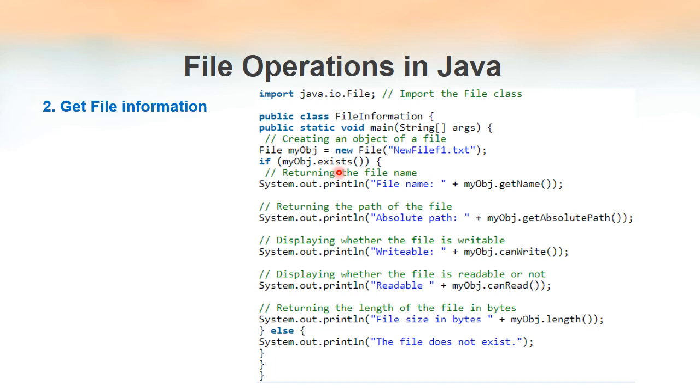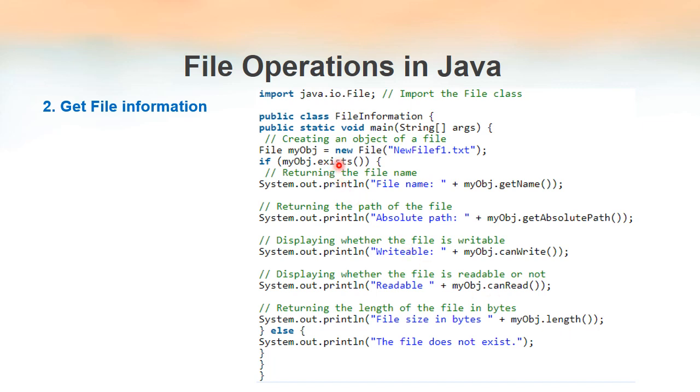If the method returns true, then this statement will be executed. If and only if the file exists, then we can get the name, get the absolute path, check whether we can write to the file or not, check whether we can read the file or not, and get the length of the file also. So these are different file informations: name of the file, path of the file, whether it is writable, whether it is readable, and the length, the size of the file.